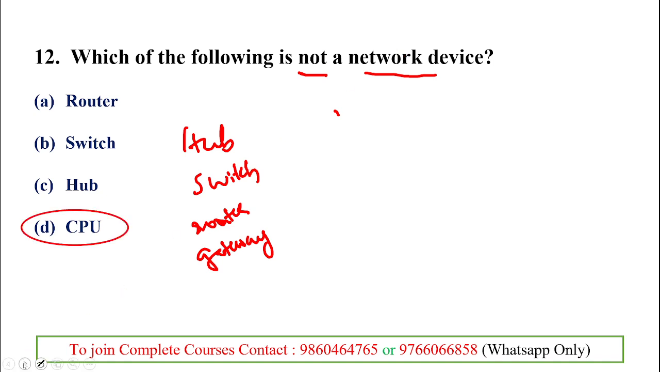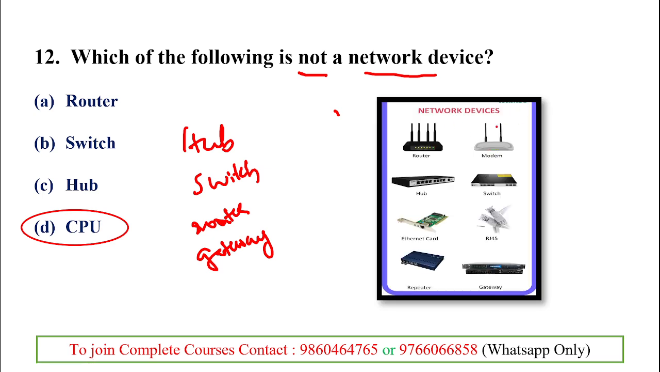Router, switch, hub are all network devices. Here are the network devices: router, modem, hub, switch, Ethernet card, RJ45, repeater, gateway. These all are examples of network devices, and other parts of the computer like CPU, mouse, keyboard are all computer devices or parts of a computer.